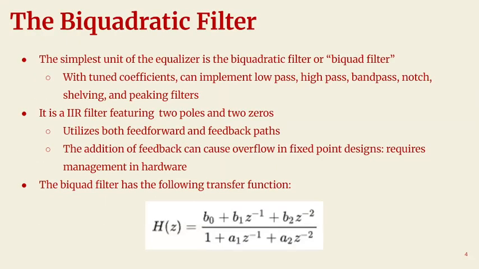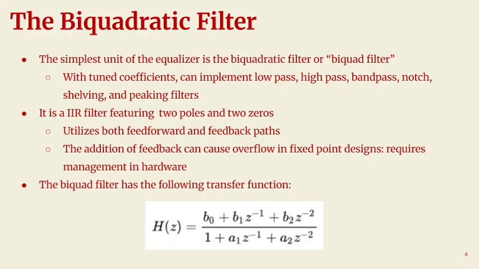The simplest unit of our project is the biquad filter, or the biquadratic filter. You can think of the biquadratic filter as a reconfigurable filter that, depending on the input coefficients, can implement low pass, high pass, band pass, notch, shelving, and peaking filters. So, any of the standard filters. You can imagine that if you cascade many of these filters in series, you can get higher order filters and unique kinds of noise shaping effects.